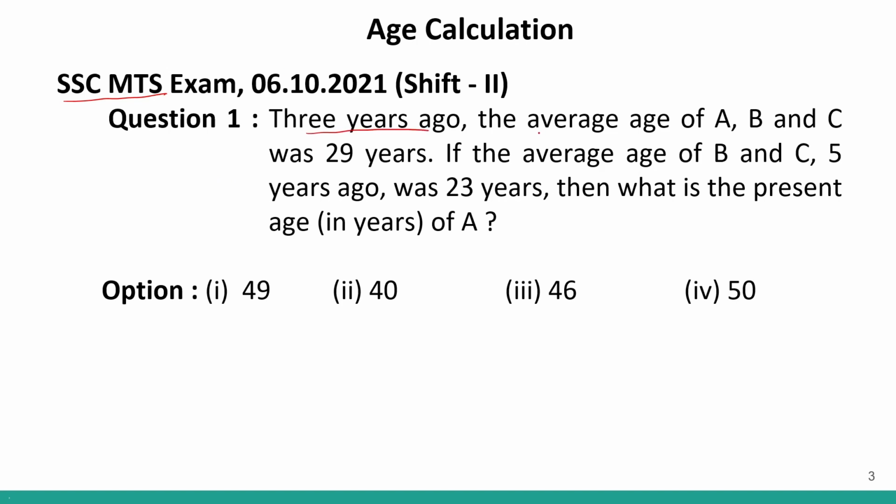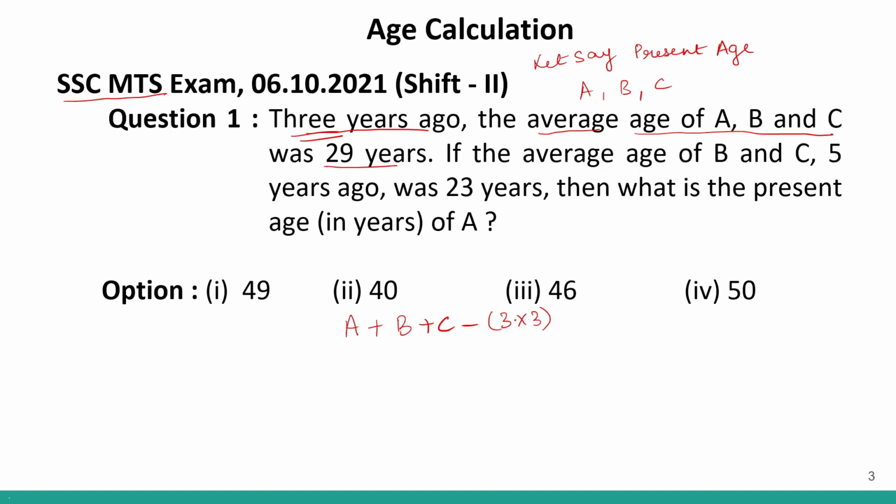3 years ago, the average age of A, B and C was 29 years. So I can write it as A plus B plus C. Let's say that the present age of A, B, C is represented by the alphabets A, B and C. So A plus B plus C minus 3 into 3, because there are 3 people, 3 years and 3 people, divided by how many members are there? 3 members are there. So this average was 29.